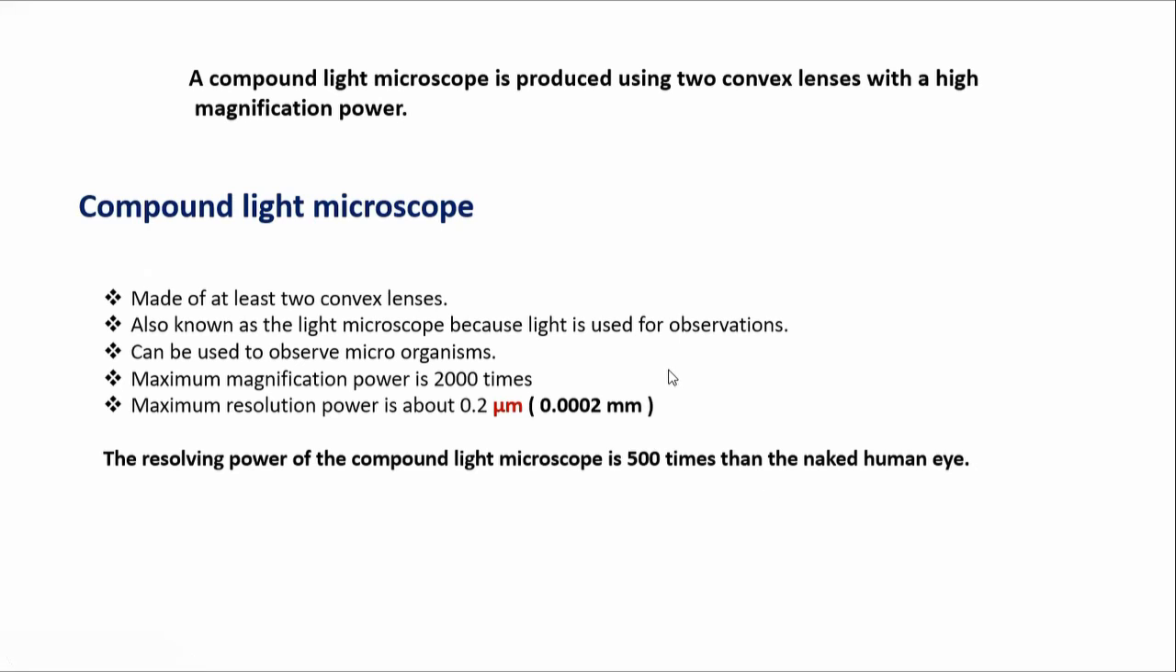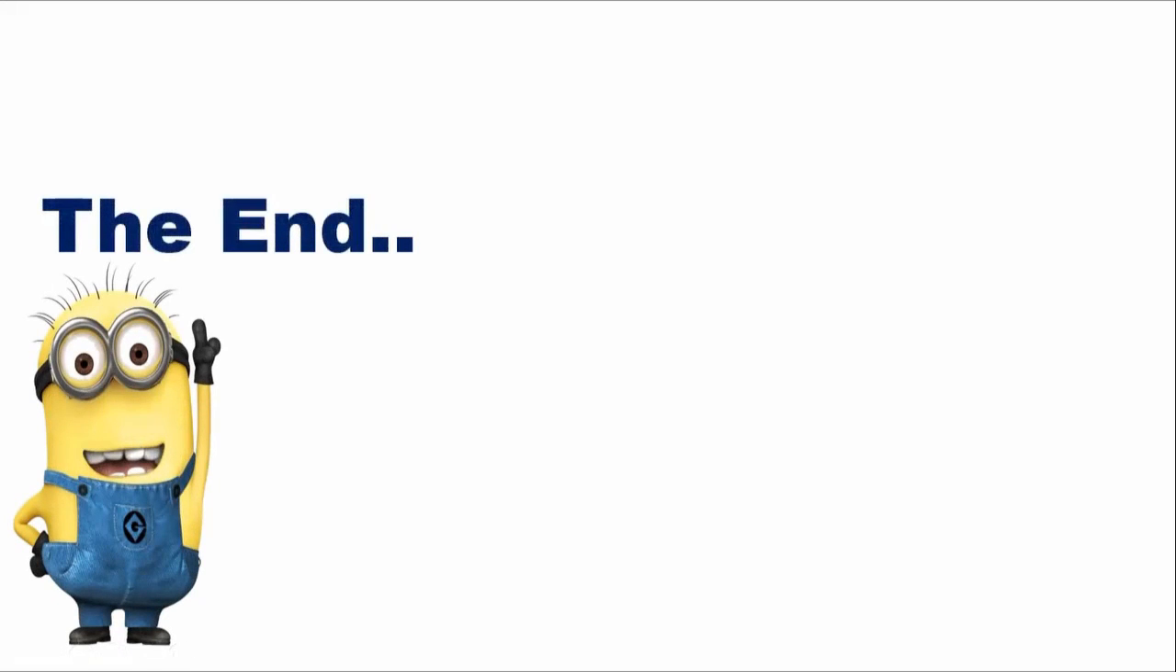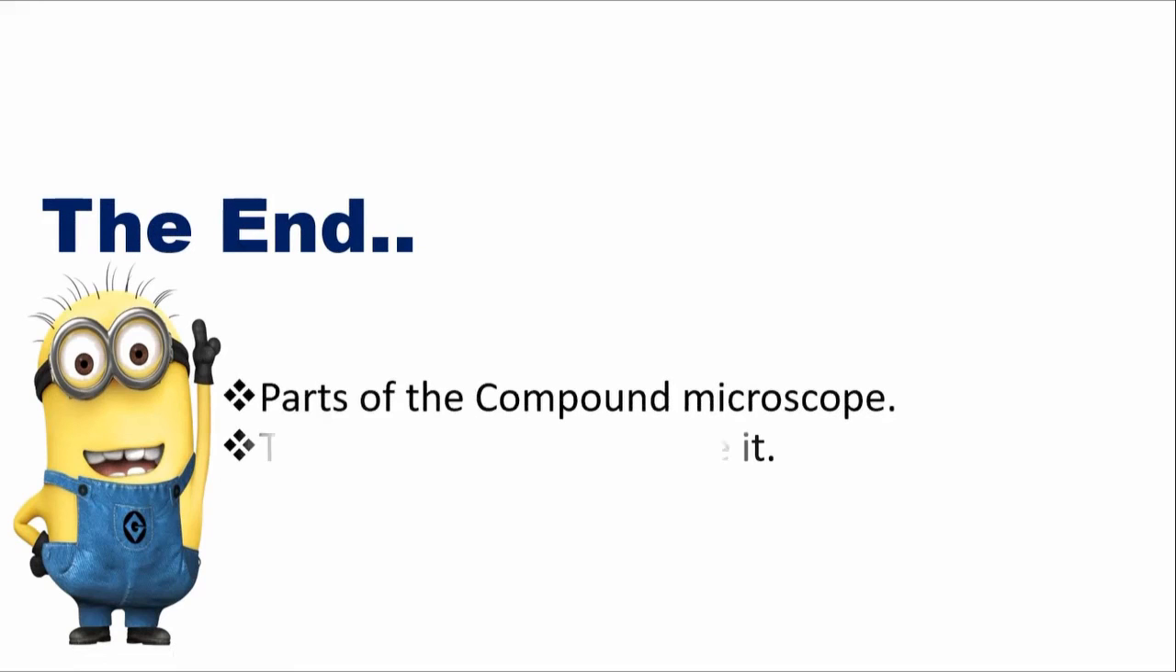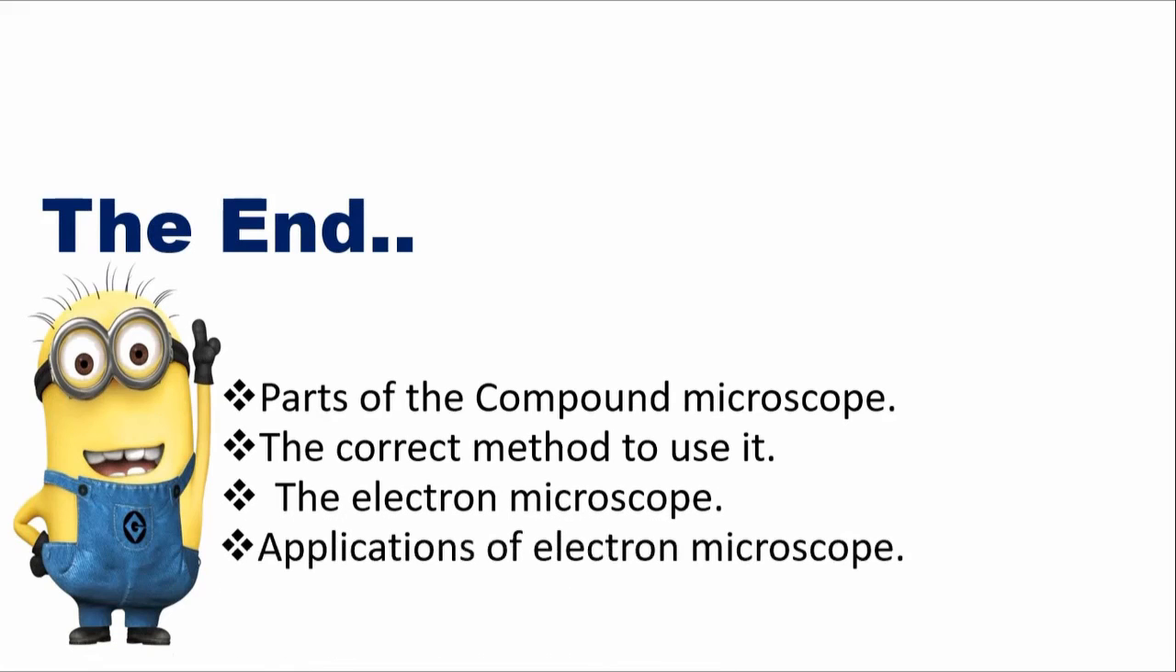Moving on. Here we have a picture of a compound light microscope and its parts. You can pause the video if you want to take a better look at this picture. With this, I'm ending the first session of this lesson. In the next session, we'll be talking about the parts of the compound microscope, the correct method to use it, the electron microscope, and the applications of the electron microscope.